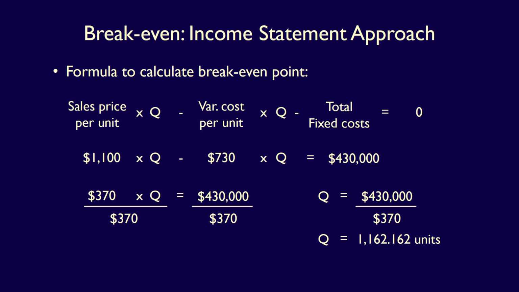How can a company produce 0.162 units? Actually, they can't. We therefore always round up to the next whole unit. This company would have to produce 1,163 units in order to break even. Note that if we had rounded down to 1,162 units, the company would have been in a small loss position. So we always round up to the next whole unit.